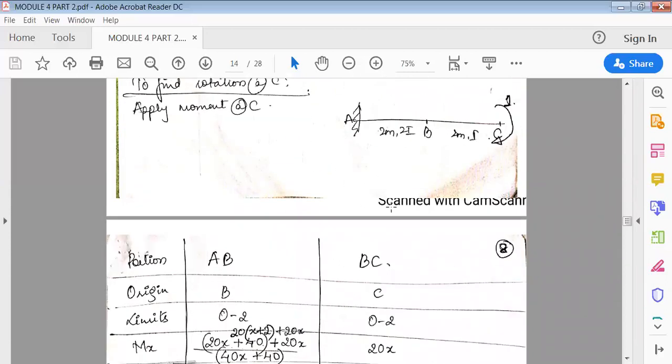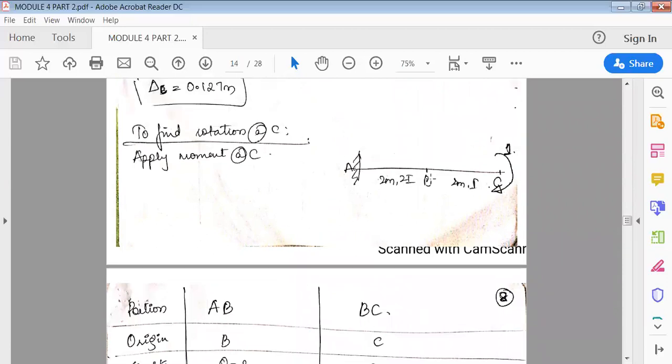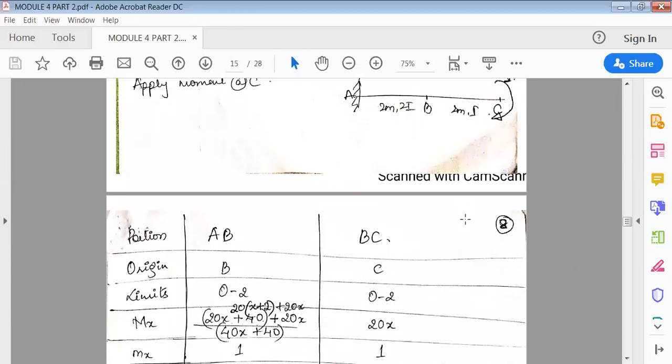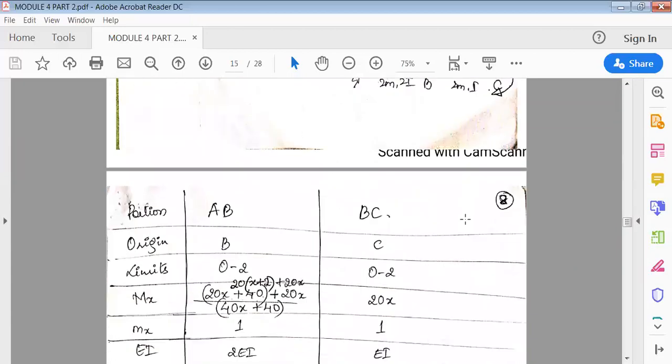Okay, again, as usual, portion AB, BC. So these are the only loads, AB and BC. The origin of AB is B, the origin of BC is C. Then the limits are again 0 to 2, 0 to 2. And now finding the bending moment.